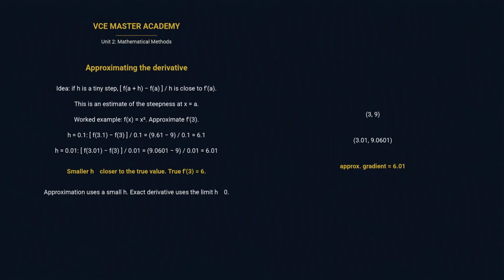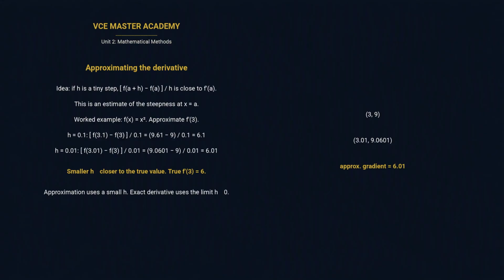Before we do the full algebra, here's a shortcut that calculators and scientists use every day. If you pick a tiny value for h and just work out f of a plus h minus f of a all over h, you get a very good estimate of f dashed of a. You don't take the limit, you just use a small h. Let's try it. Take f of x equals x squared and let's approximate f dashed of 3. First try h equals 0.1. f of 3.1 is 3.1 squared, which is 9.61. f of 3 is 9, so the top is 9.61 minus 9, which is 0.61. Divide by 0.1 and you get 6.1.